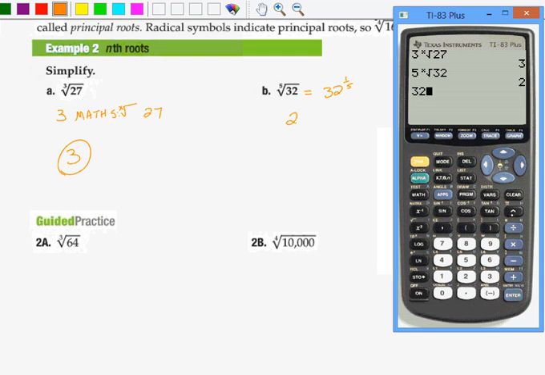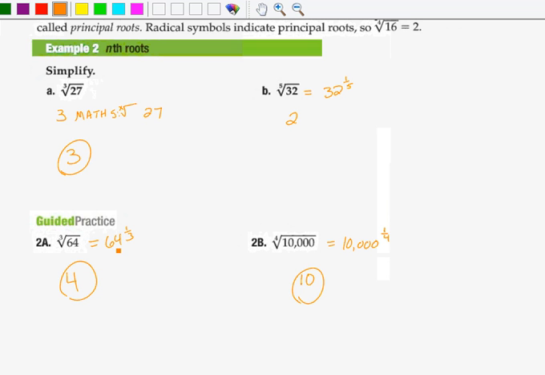Okay, knowing how to transition between radical and rational form. That did not work because I didn't do to the 1/5. So 32 to the 1/5, it's hard to talk and type at the same time, is 2. Okay, either way, you can use that nth root or you could write it as an exponential form and you should be good to go. So either way you want to do that, go ahead and try guided practice 2.